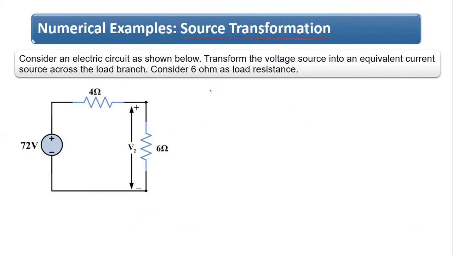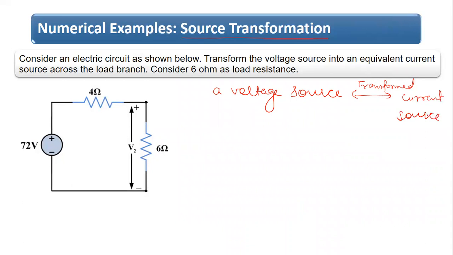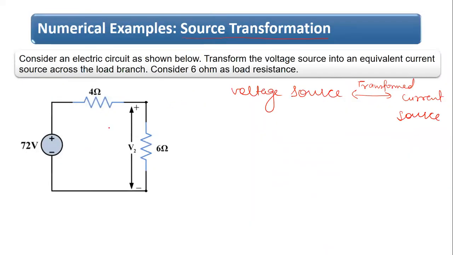As we know that a voltage source can be transformed into a current source. Similarly, a current source can be transformed into a voltage source. Okay, so these two can be transformed into one another. We can have an equivalent of a voltage source which is a current source. We can have an equivalent of a current source which is a voltage source.